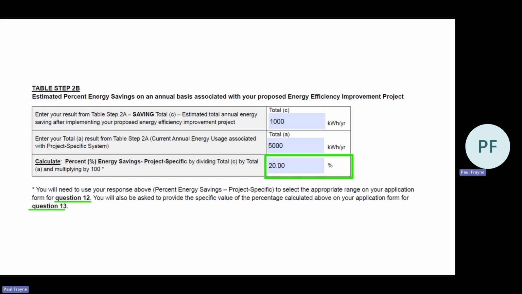The estimated project-specific savings will be included here. Ensure the estimated percentage savings for your project-specific calculations are correct.